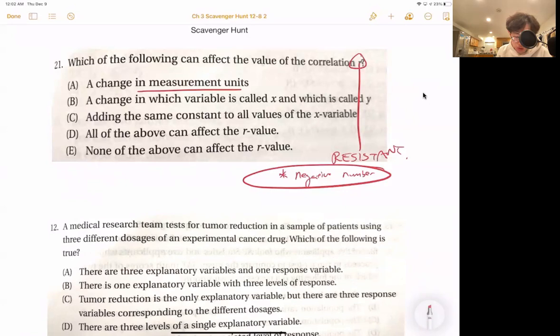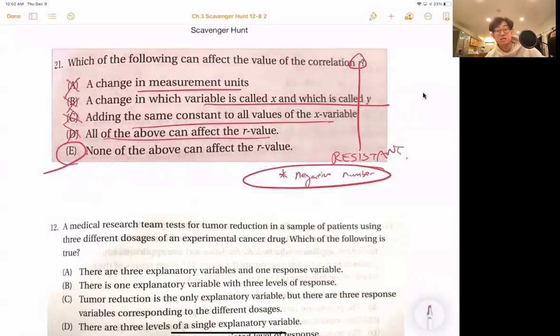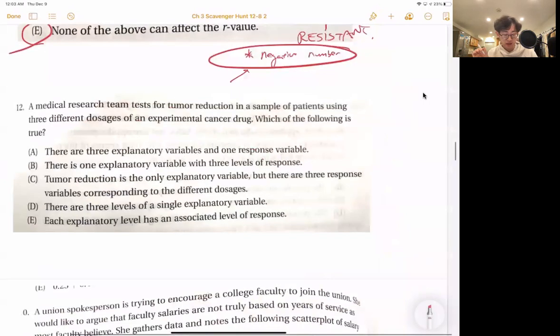Change in the measurement of units, change in the X's and Y's, adding constants, all of the above can affect the r value? Nope, none of them. Honestly, none of them can impact it. The r value is not going to change. R is super duper resistant.